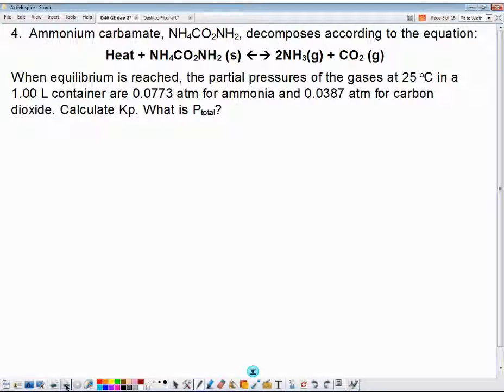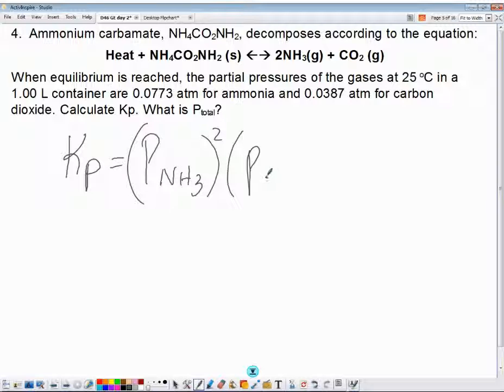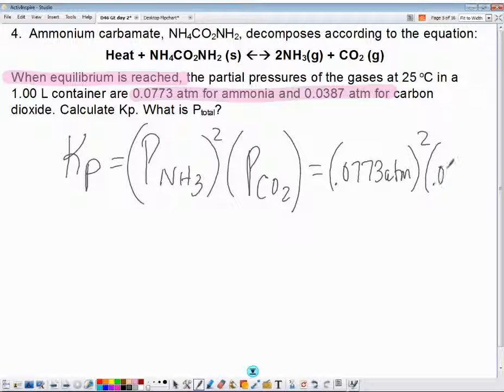All right, this question. Who does not get invited to the Keq party? Okay, so when you are asked here to write the Kp expression first so you can plug and chug, all you're going to have is the pressure of ammonia squared times the pressure of the CO2. So all I'm going to do in this particular problem, since it says, when equilibrium is reached, these are my partial pressures, then I can simply plug and chug and say 0.0773 atmospheres squared times 0.0387 atmospheres to the first. This is just a plug and chug question. It's just like the one before, but it's all Kp.